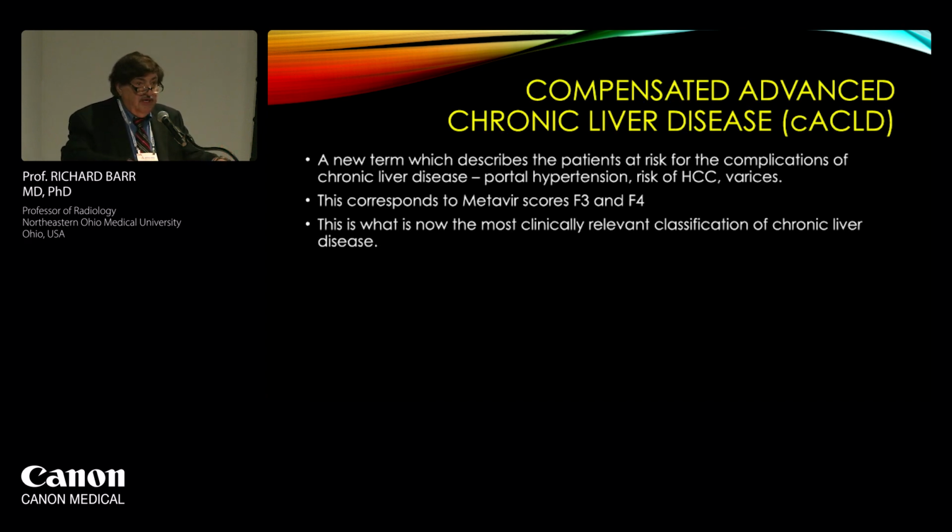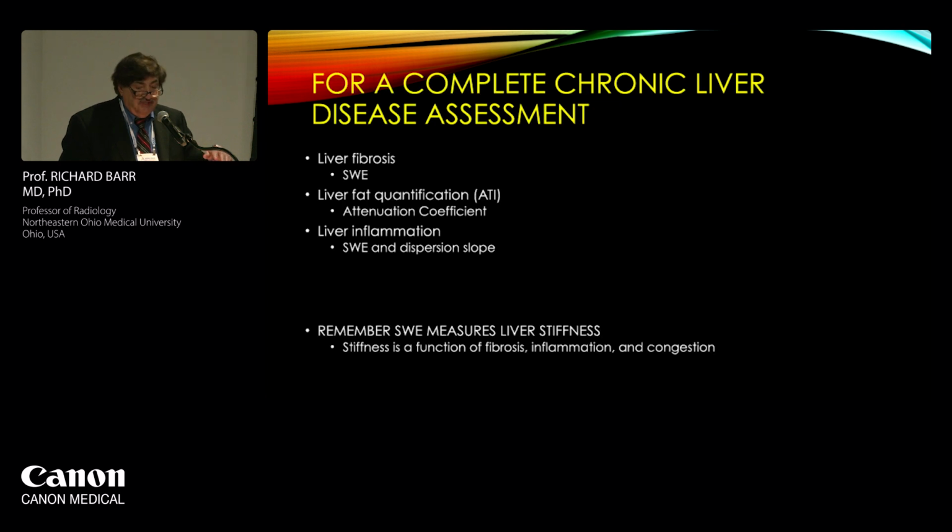Now, the Baveno conference several years ago decided that METAVIR scores, again, didn't really correlate with what we do, and they suggested using the term compensated advanced chronic liver disease. It really is F3 and F4, and these are the people that are at high risk for chronic liver disease and all the complications, development of HCC, portal hypertension, and liver dysfunction. So again, we're moving towards this, and almost all the guidelines are now using compensated advanced chronic liver disease.